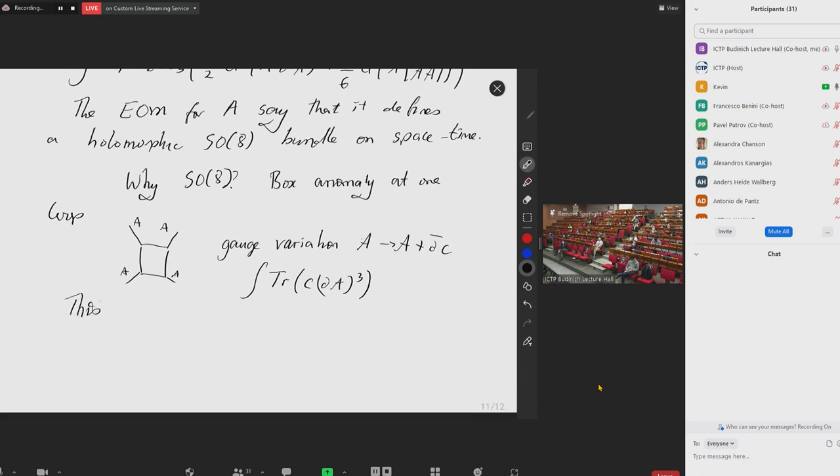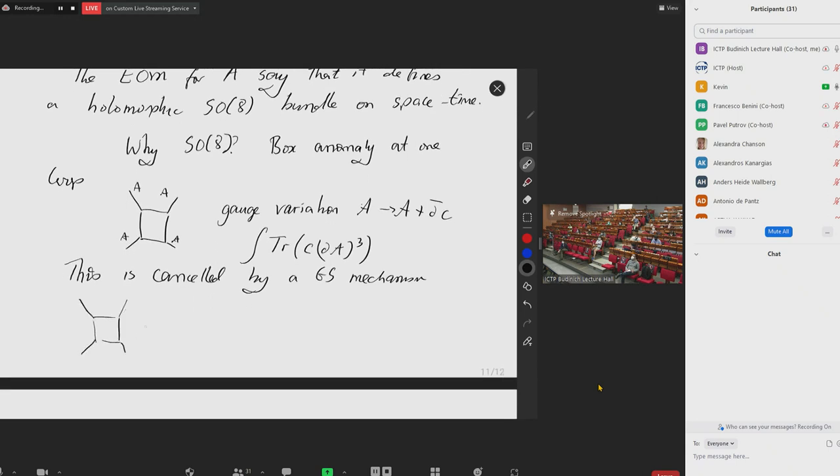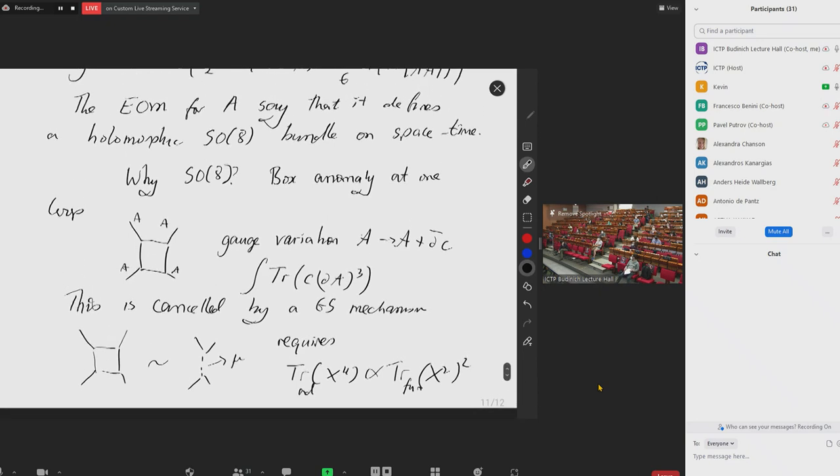But this is cancelled by a Green-Schwarz mechanism, which involves an exchange of closed string fields. That's new. And this requires that trace in the adjoint of X to the fourth is proportional to trace in the fundamental of X squared, squared. So just like in the familiar case in 10 dimensions, there are certain trace identities and also a constraint on the dimension, which tightly constrain the group.